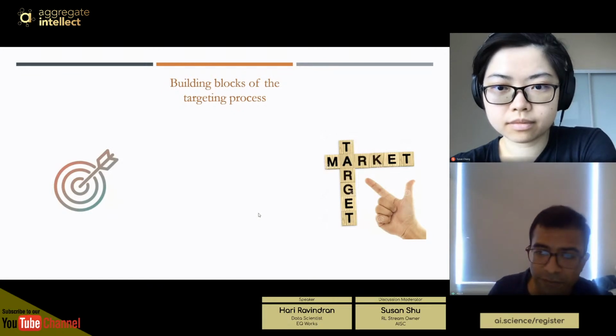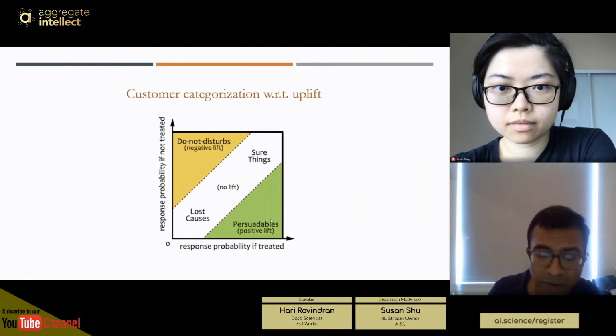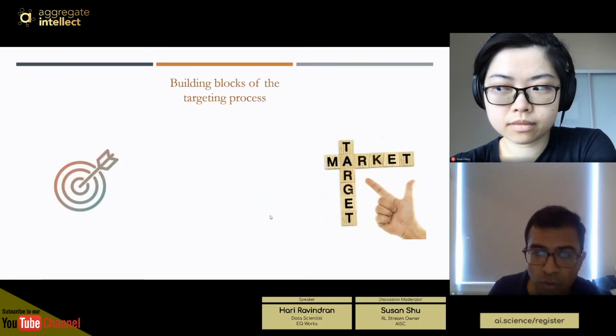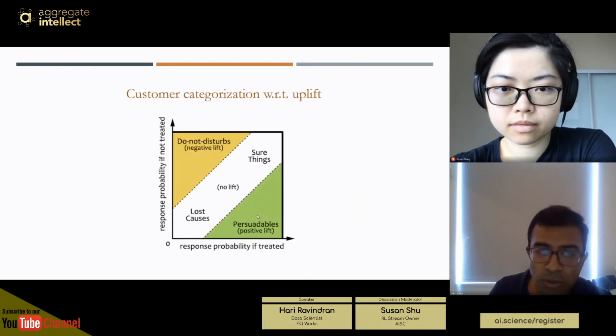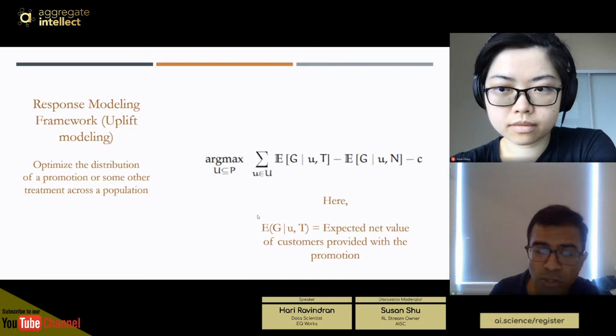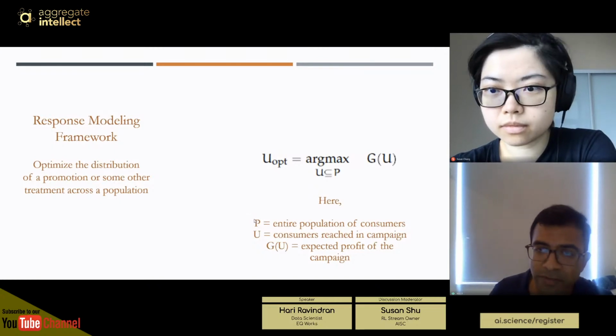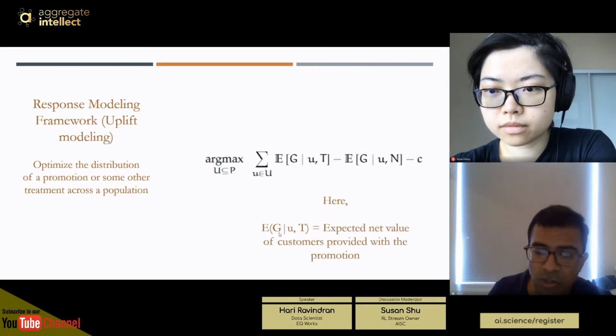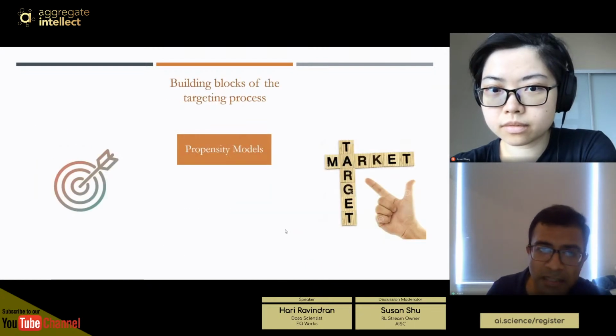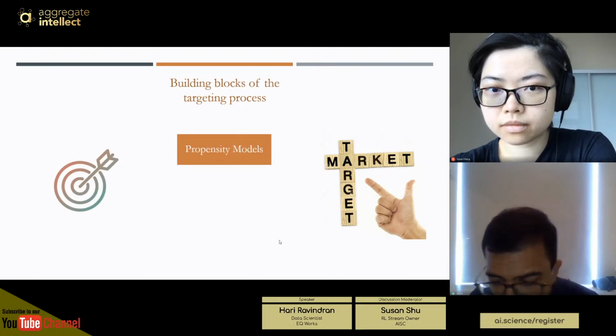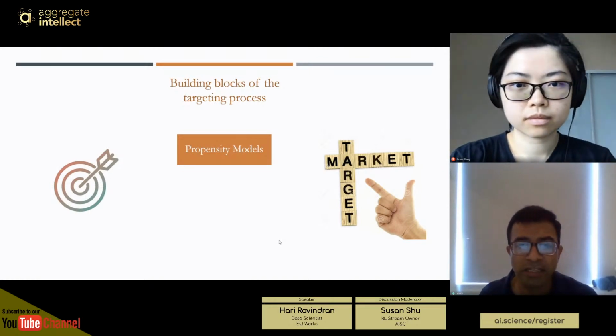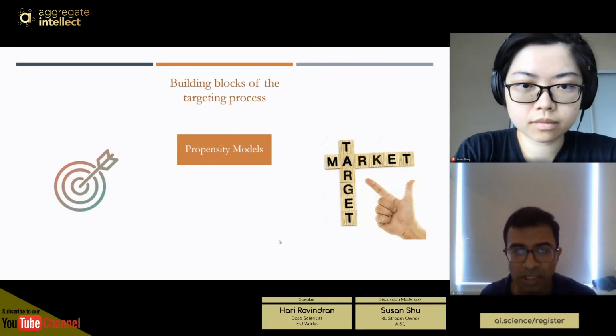Once you have this framework in place, the next step is deciding how you want to execute it. How are you going to tackle this optimization problem, whether it's a lift problem or the conventional profit maximization problem? What kind of tools are you going to deploy to tackle these issues? This is where you have models such as propensity models. That is, you'd like to ask, what is the propensity for someone to take a certain action? We'll go into this in more detail in just a moment.